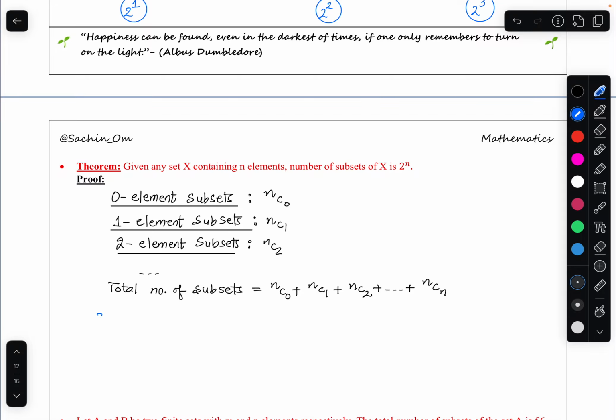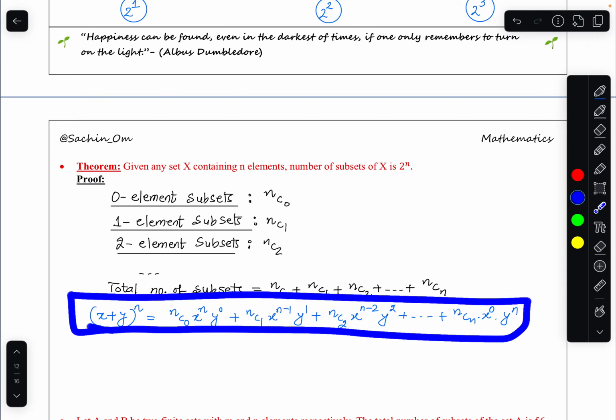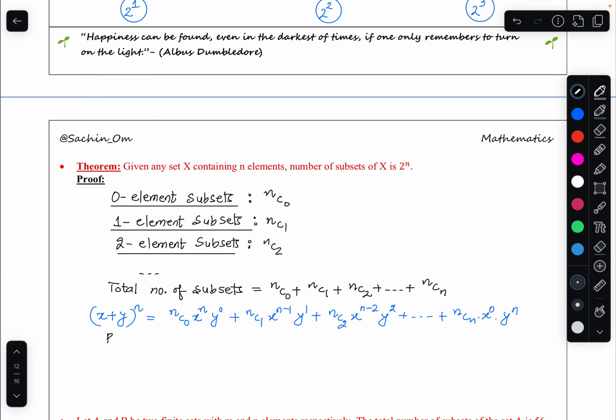And here is where I'm going to use the definition of binomial expansions. (x plus y) power n is given by nC0 x power n y power 0, nC1 x power n minus 1 y power 1, nC2 x power n minus 2 y power 2. One of the exponents is decreasing, the other one is increasing, up to nCn x power 0 y power n. But the expression that I have here has no x or y in it. So let me put x is equal to 1, y is equal to 1 in this.